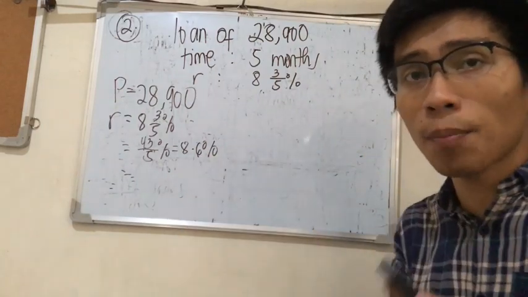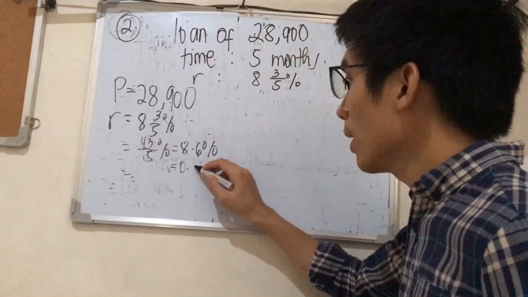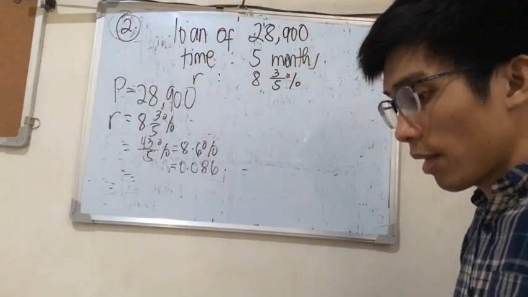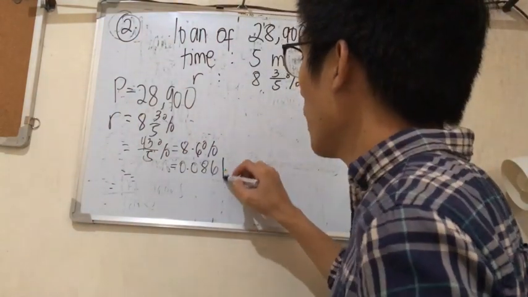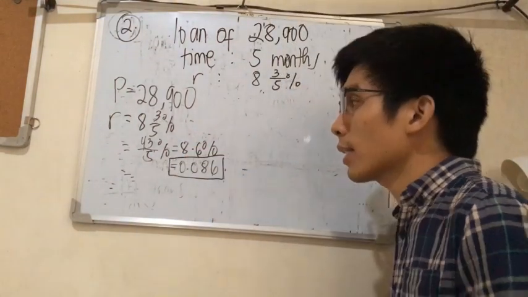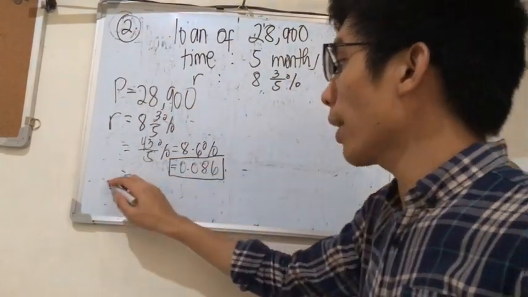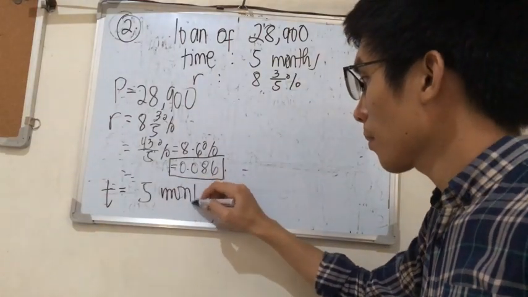Since that is still in percentage form, you have to divide it by 100. So 8.6 divided by 100 is 0.086. So my rate now is 0.086. My P is 28,900. Let's find the time. The time here is 5 months.